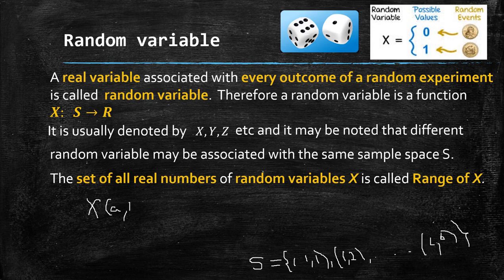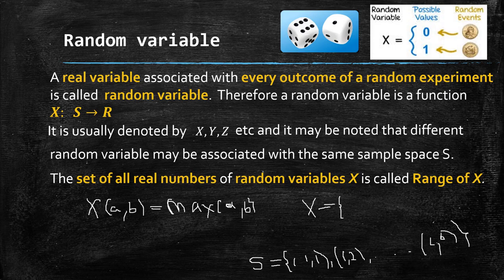So if I take each outcome, for 1 comma 1 the maximum is 1. For 1 comma 2, the maximum is 2. Likewise, for 2 comma 5, the maximum is 5. For 6 comma 6, the maximum is 6. So the range of this random variable, if it is the maximum of a comma b, can be 1, 2, 3, 4, 5, 6.